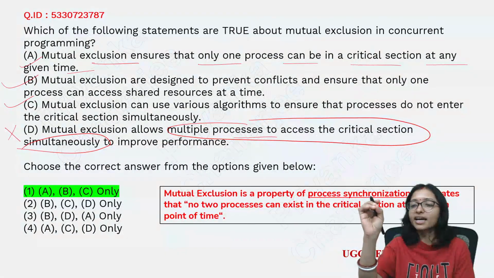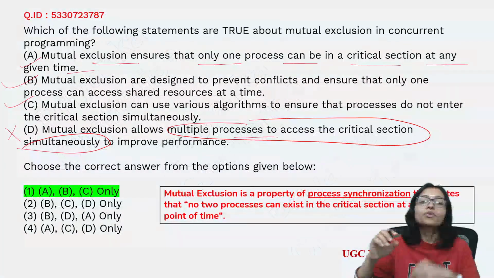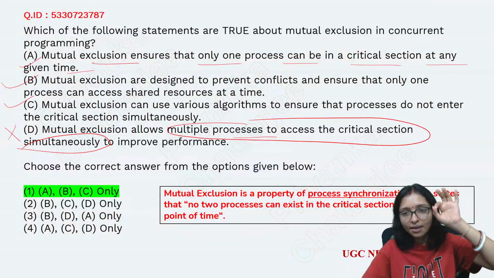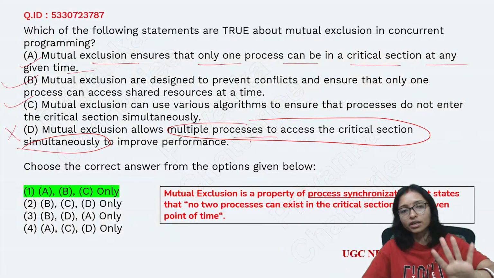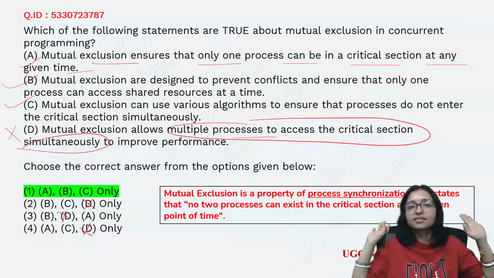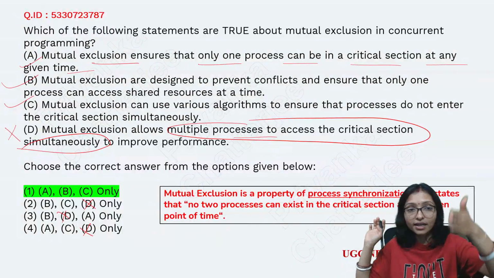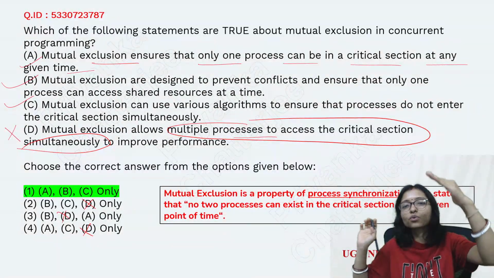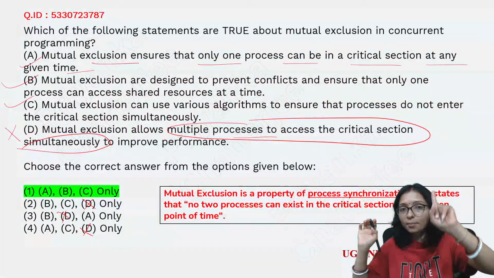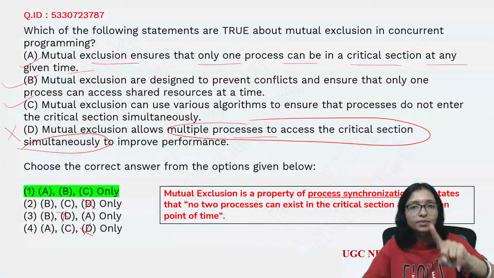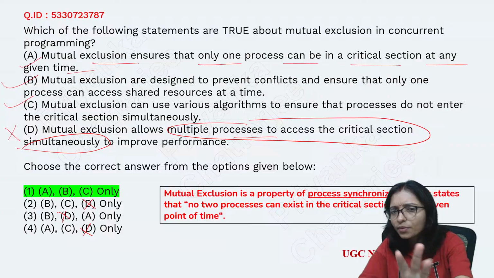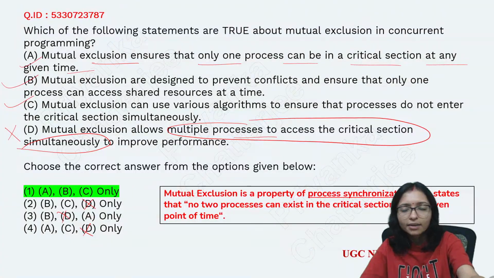The basic idea of the critical section is that at the same time only one process will come to the critical section. That is the most important point. Multiple processes are not coming. So by eliminating D only you can get the answer. Just eliminate D and answer. Done. So just take one overview, go through the statements and point out where you can eliminate. Elimination is the best method to get the answer. Most of the time you are reading A, B, this. Don't do that. Just overview and point out which one is wrong, eliminate and get the answer.